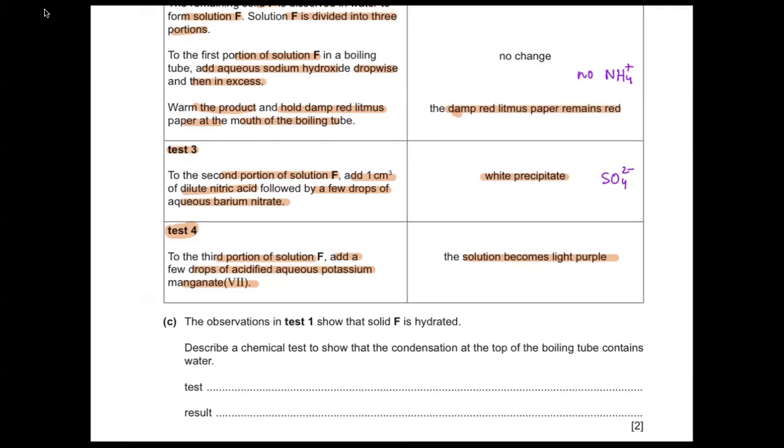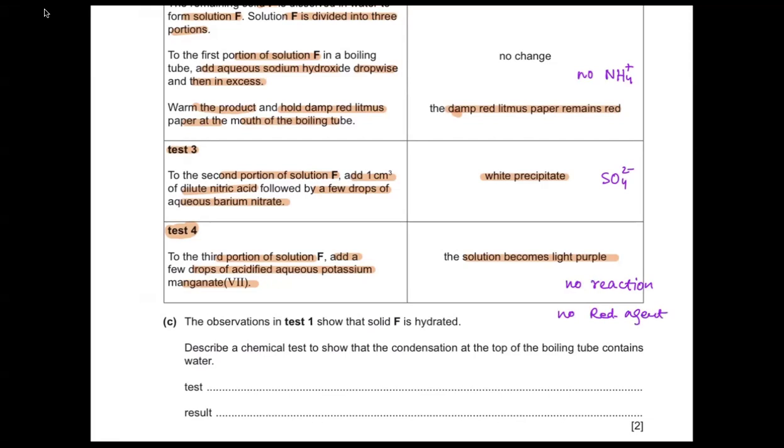Okay, so the solution becoming light purple indicates that no reaction occurred. Otherwise, it goes from purple to colorless. It decolorizes, right? So no reaction. And if no reaction, it means no reducing agent is present, because potassium manganate is always added to identify the reducing agent. That is from the theory of the redox.